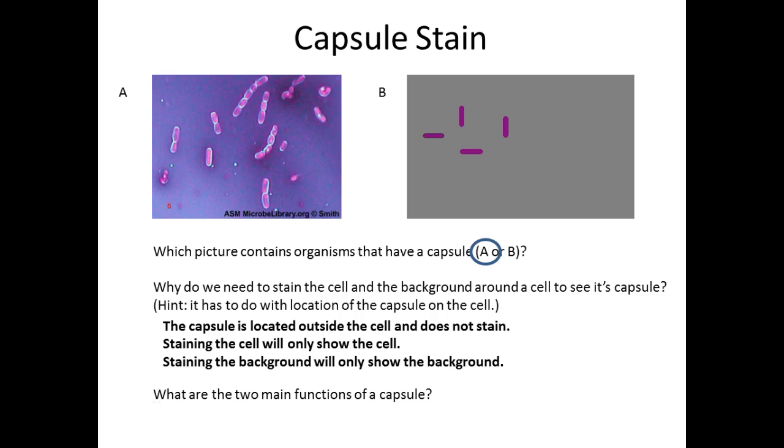Attach, right? It allows it to attach or adhere. So again, we talked about these guys inside of our mouth, right? And that allows them to attach to our teeth. So attachment and protection are the two main functions of a capsule. A lot of pathogenic bacteria have capsules because it's beneficial to them, right? To be able to attach to us and protect them against our body's defenses.